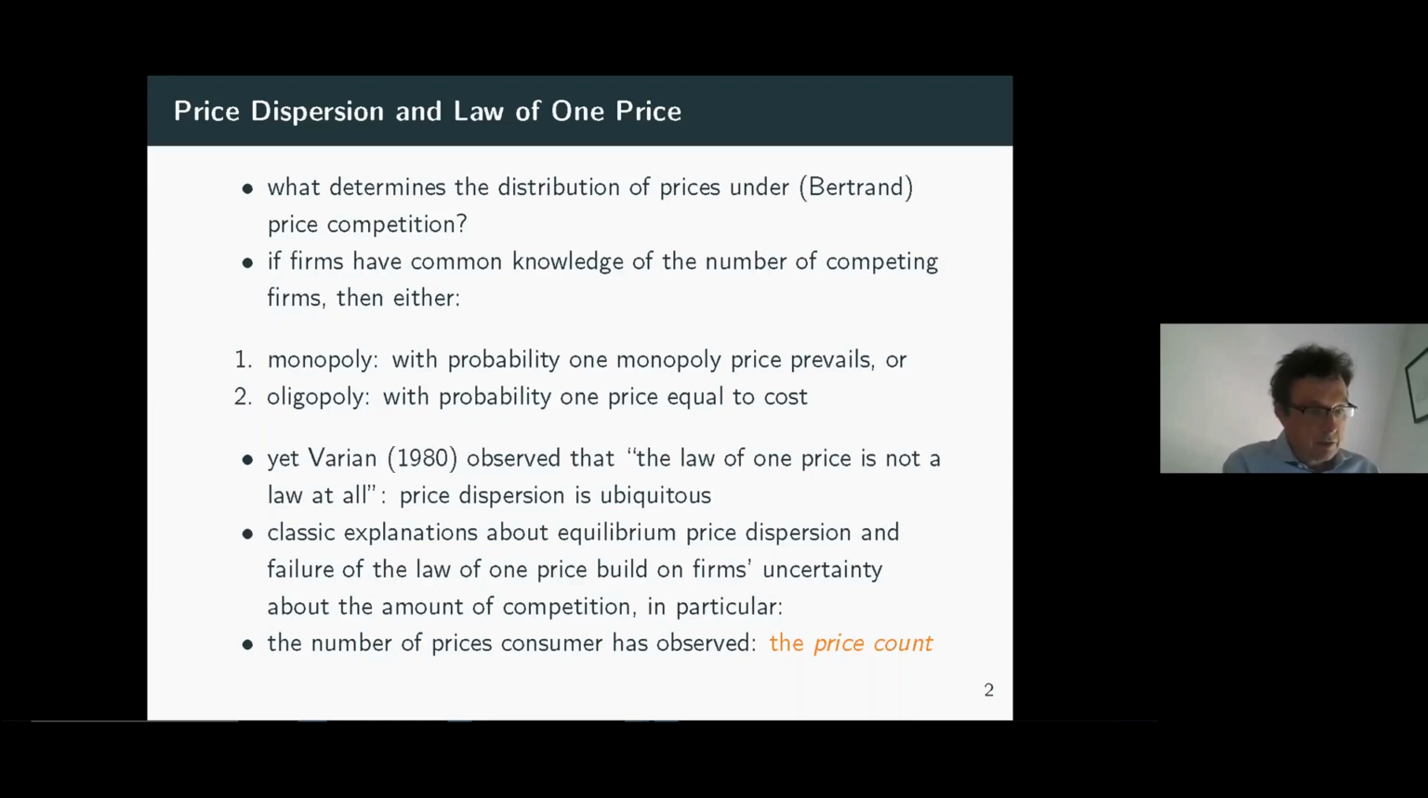An essential feature of many of these theories is that there is substantial uncertainty for the firms about the amount of competition, and in particular, that the firms don't have common knowledge about the number of prices that every particular consumer faces. And so this object, the number of prices and the uncertainty about the number of prices, will be a central part of our analysis. And we're going to refer to the number of prices that the consumer sees as the price count.